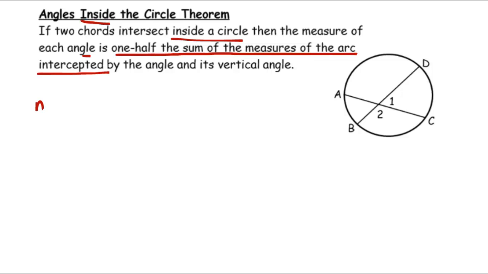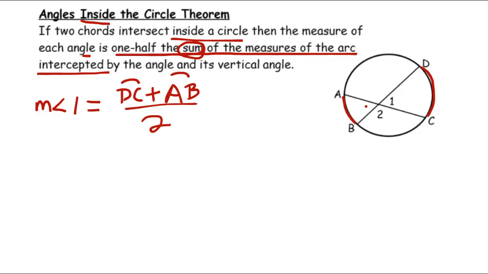So if I want the measure of angle 1, that's going to equal the arc it intercepts, which is DC. So we're going to take DC, and it says sum, so I have to add its vertical angle, and there's the vertical angle to 1. The arc that's intercepted by the vertical angle is AB. So I'm going to add arcs AB and DC, and divide by 2. And here's that theme that we start talking about, dividing by 2. If I'm inside, I add arcs and I divide by 2.